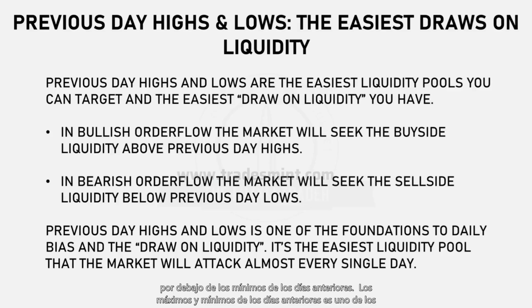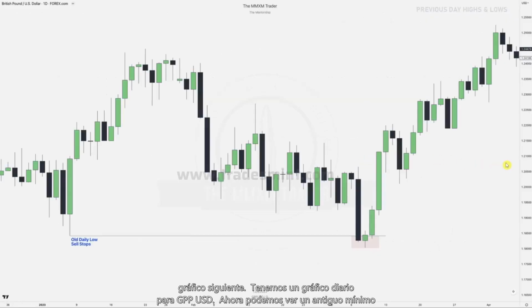Previous day's highs and lows is one of the foundations to daily bias and the draw on liquidity. It's the easiest liquidity pool the market will attack almost every single day. So now let's look at this next chart. We've got a daily chart for GBP USD. Now we can see an old daily low over here, where sell stops have been liquidated. So our higher time frame target has been hit over here.